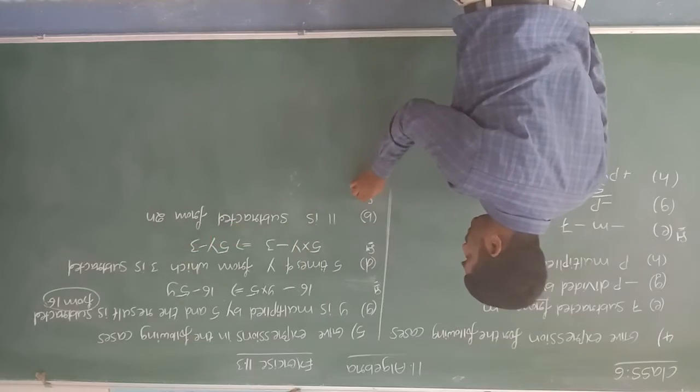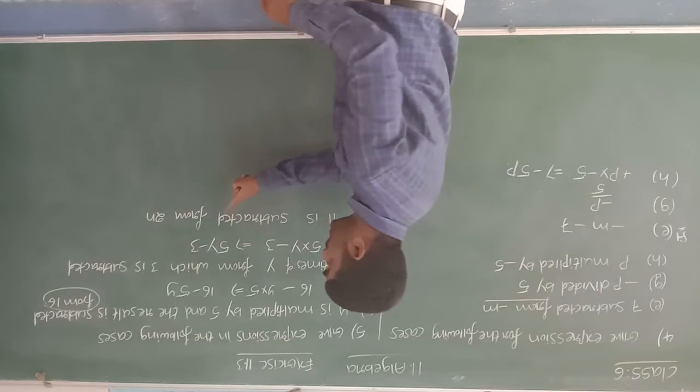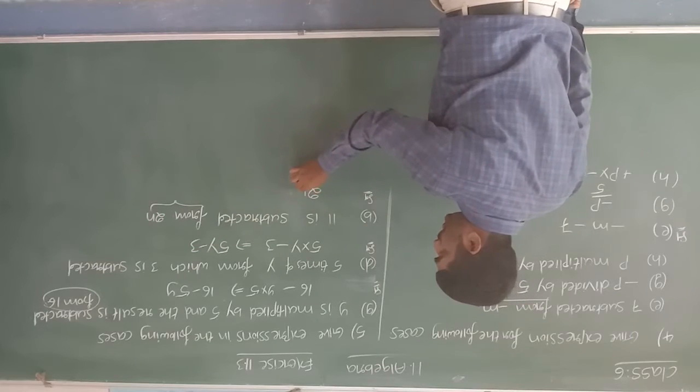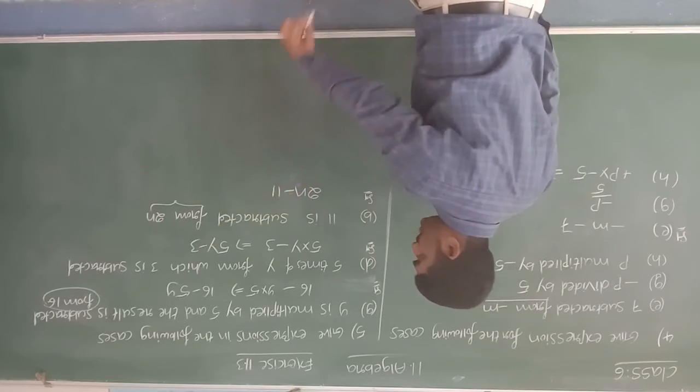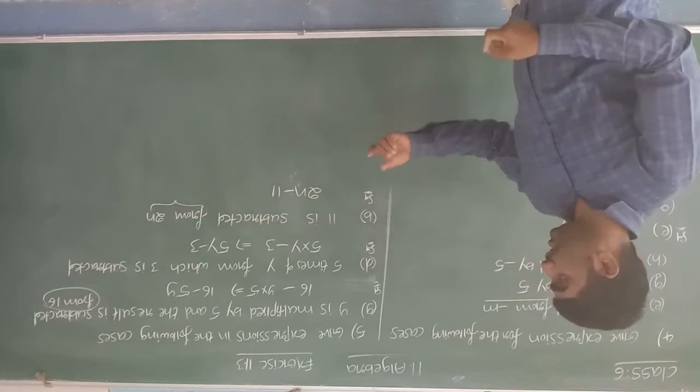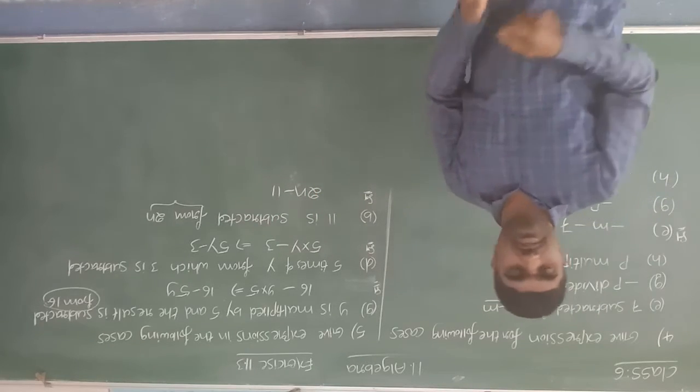And next you can see one more. 11 is subtracted from 2n. From 2n, what do we subtract? 11 is subtracted. 11 is subtracted from 2n. So like that we can write the expression for the given statement.